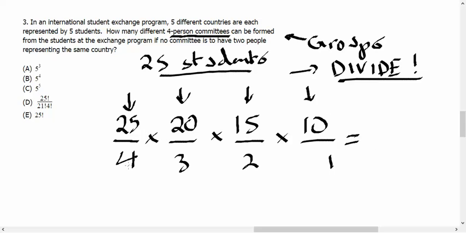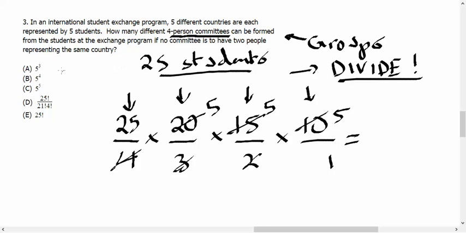Okay, let's do the math on this one a little bit. So we'll do some cancellation. We can cancel the 20 with the 4, it becomes a 5. We can cancel the 15 with the 3, it becomes a 5 as well. And we can cancel the 10 with the 2, and it becomes a 5. So here we have 25 times 5 times 5 times 5.